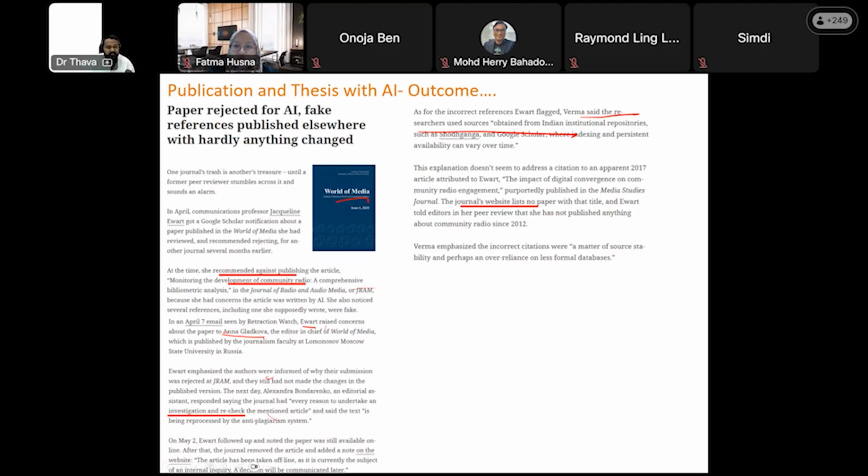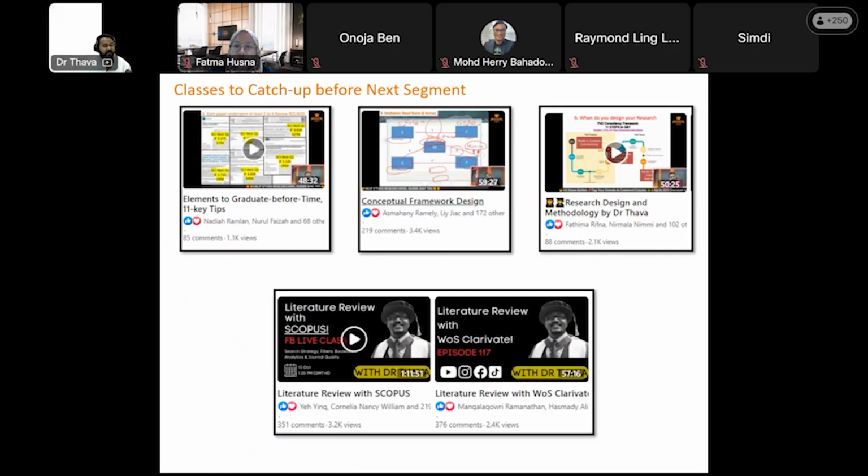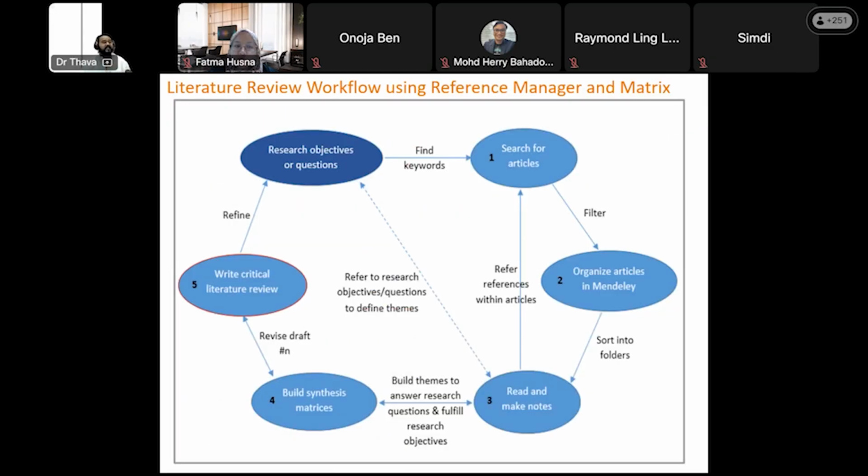The next situation is this. This one is a recent news. PhD student expelled from University of Minnesota for allegedly using AI because of fake information again. A lot of fake information. How to solve this, I will tell you in the coming up slides. Okay, just wait for it. Okay, this one we can skip. We can go here. Thesis and literature development workflow.